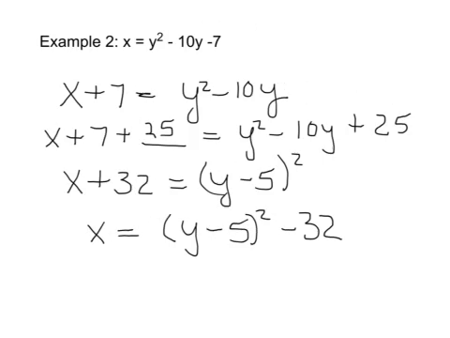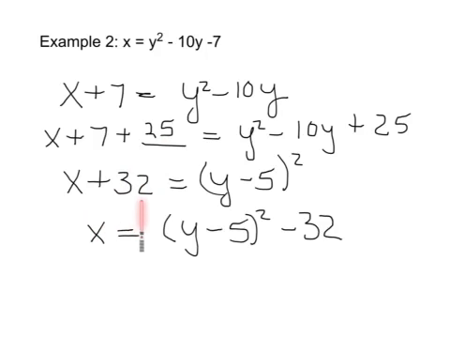Now let's move on to example 2. Notice the difference, this is an x equals y squared minus 10y minus 7. I bet you love those sound effects. Doesn't matter, we're going to complete the square the same way. So we're going to add 7 to both sides, and we have y squared minus 10y. And then we're going to complete the square. Notice there was no coefficient this time, so we didn't have to factor anything out. So we took half of 10, which is 5, squared it, and added 25 to both sides.